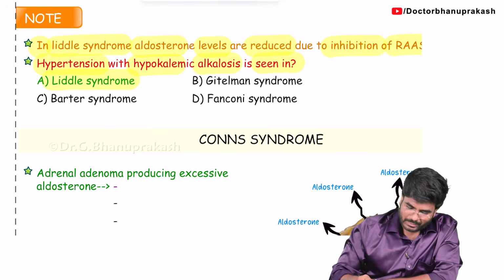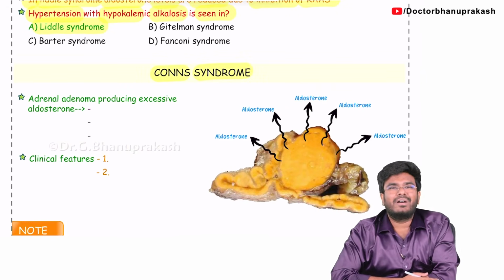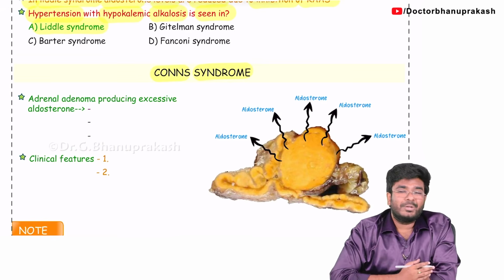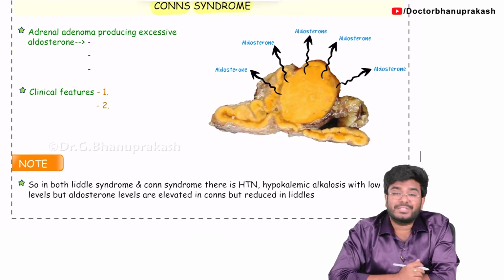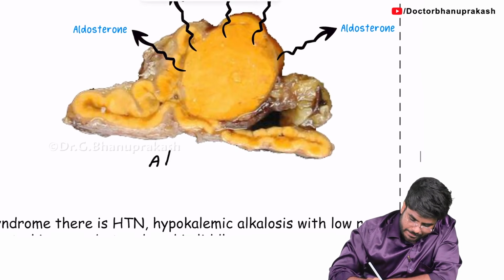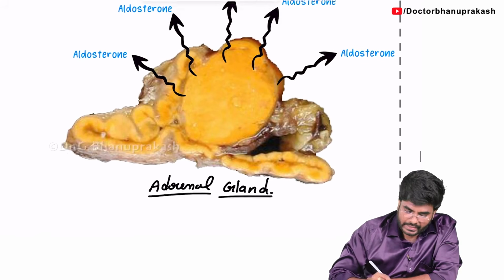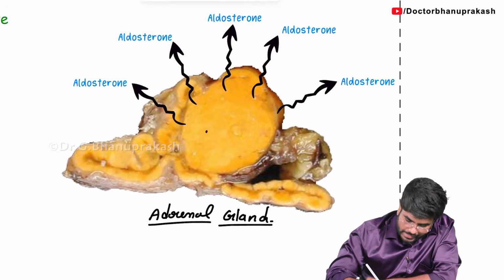Now, let's discuss Conn syndrome. You guys are already experts; we have discussed Conn syndrome in endocrine also. So what exactly is Conn syndrome? Students, look here. Here I am showing you the adrenal gland. In the adrenal gland cortex, there is a tumor called an adenoma. So this is an adrenal adenoma.